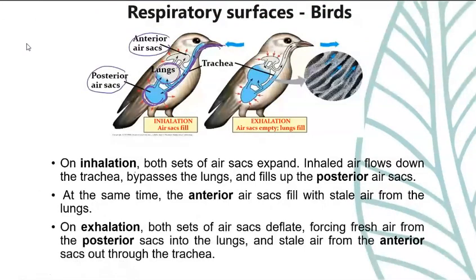Okay, so on inhalation, both sets of air sac expand. Inhaled air flows down the trachea, bypasses the lung and fills up the posterior air sac. So, dia akan penuhkan dulu kantung udara yang kat belakang. Okay, posterior air sac will be filled first. Okay, at the same time, the anterior air sac will fill with stale air from the lungs. Udara yang dah digunakan dalam lungs ni, udara yang dah penuh dengan carbon dioxide, dia akan ditolak masuk ke dalam anterior air sac.